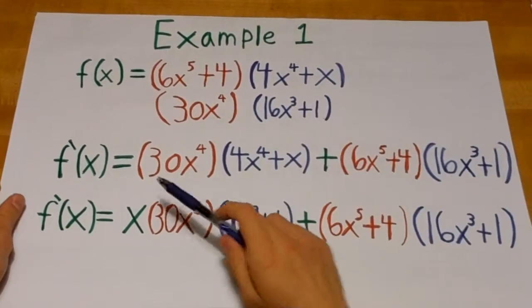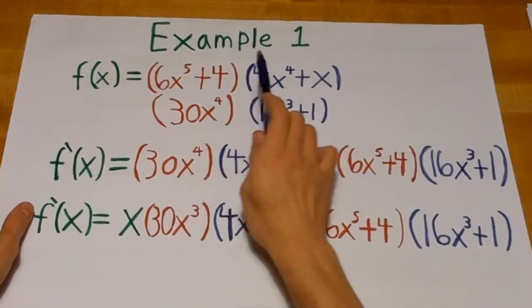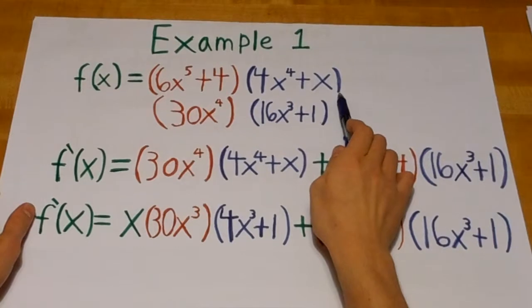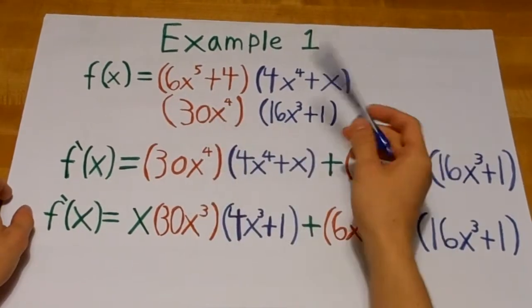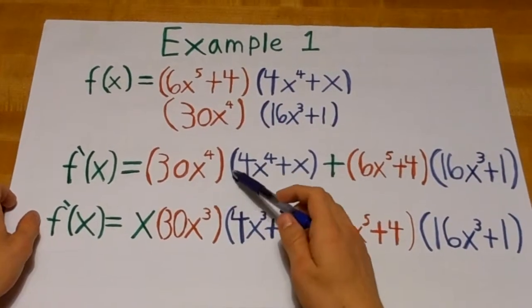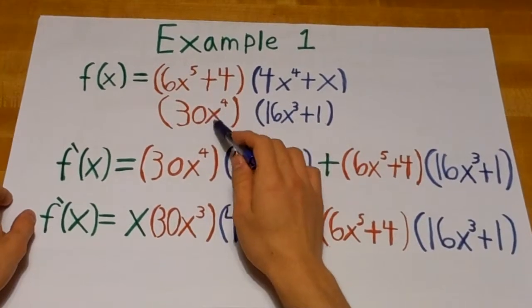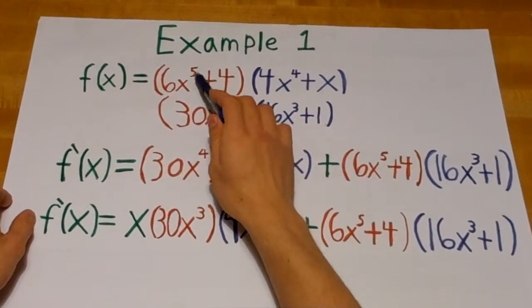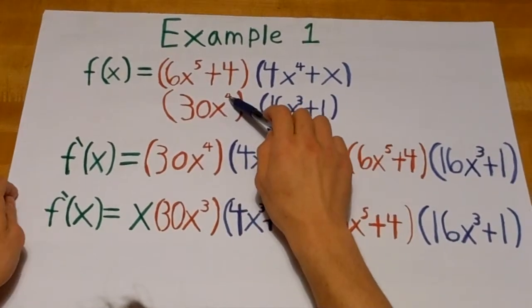So example 1. We have f of x is equal to 6x to the 5th plus 4 times 4x to the 4th plus x. Pretty simple. So for this, as per the formula we used earlier, we're going to need the derivatives of both of these to plug back into our original formula. So 6x to the 5th plus 4, the derivative of that would be 5 times 6, which is 30, and then subtract 1 up here, x to the 4th.